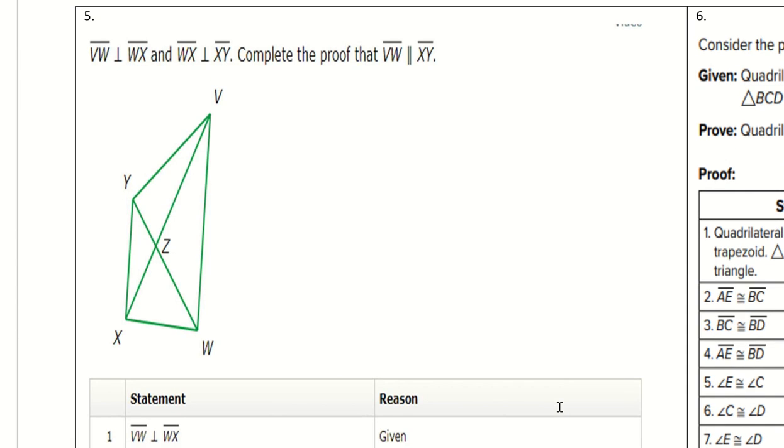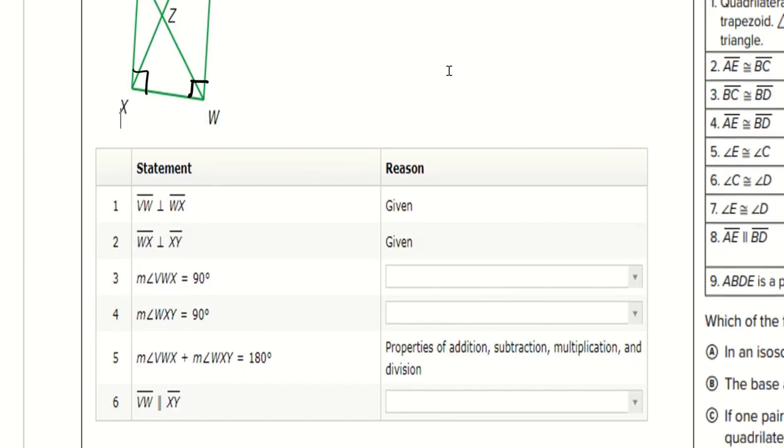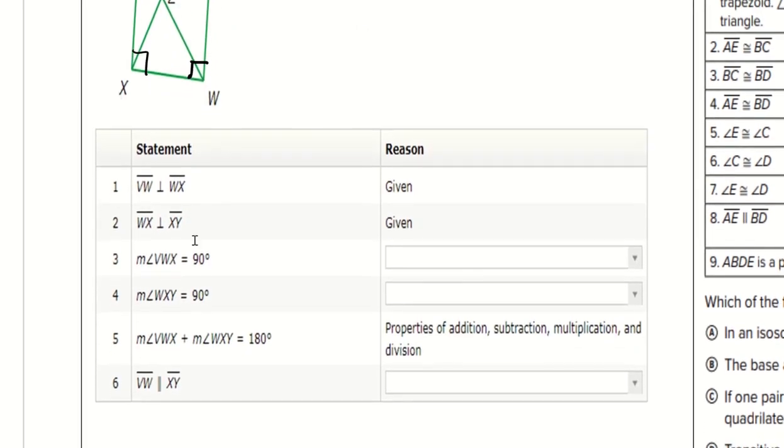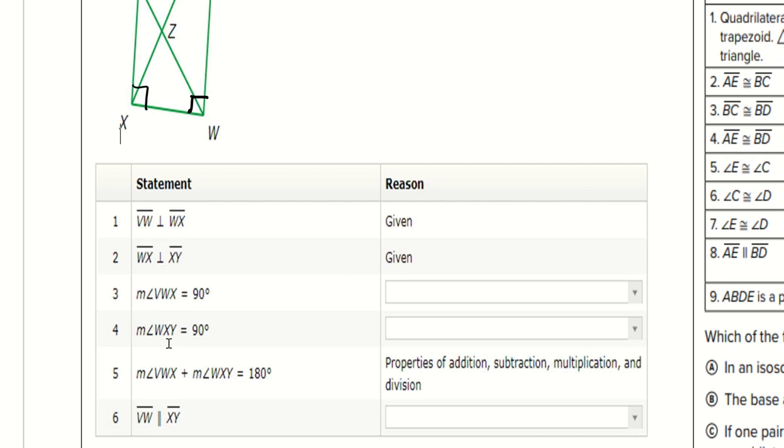VW is perpendicular to WX. So VW is perpendicular, so that means these are right angles. WX is perpendicular to XY. So these are also right angles, both of those. All right, so complete the proof that VW is parallel to XY. So these were given, 1 and 2. And step 3, we know that because those are perpendicular, that means that the angles are 90 degrees. And that's by the definition of perpendicular lines for both of them. Since they're perpendicular, that means that the angle has to be 90.